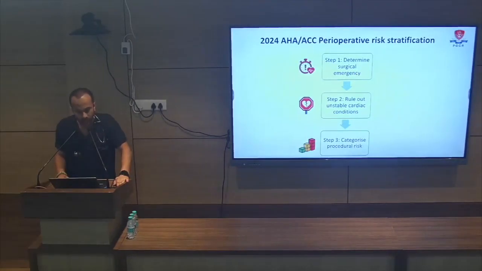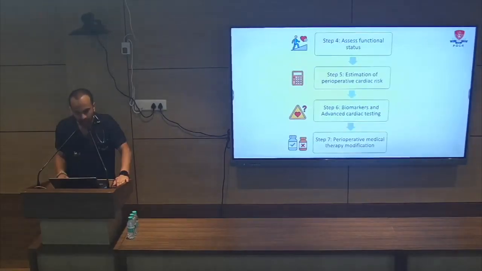2024 American Heart Association and American College of Cardiology perioperative risk stratification. The step 1 is determining the surgical emergency. Step 2, ruling out the unstable cardiac conditions. Step 3, categorizing the surgical procedure risk. Step 4, assessing the functional status of the patient. Step 5, estimation of perioperative cardiac risk. 6, biomarkers and advanced cardiac testing. 7, perioperative medical therapy modification.